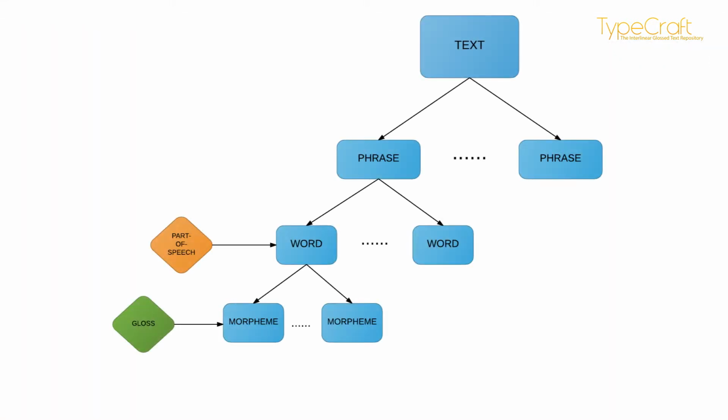Typecraft stores its data in a fixed hierarchical manner, with the autonomous entity text on the top. A text is built up of one or more phrases, an entity which you may view as a small collection of sentences. Furthermore, a phrase comprises one or more words, which finally is built up of the smallest building block of Typecraft, the morpheme. Typecraft supports two levels of annotating text, word level and morpheme level.